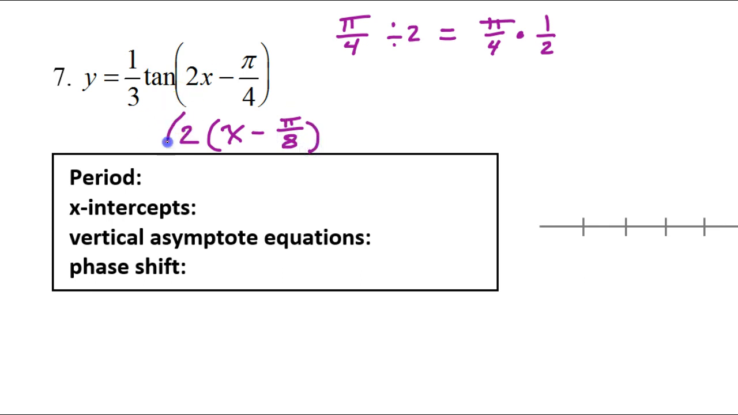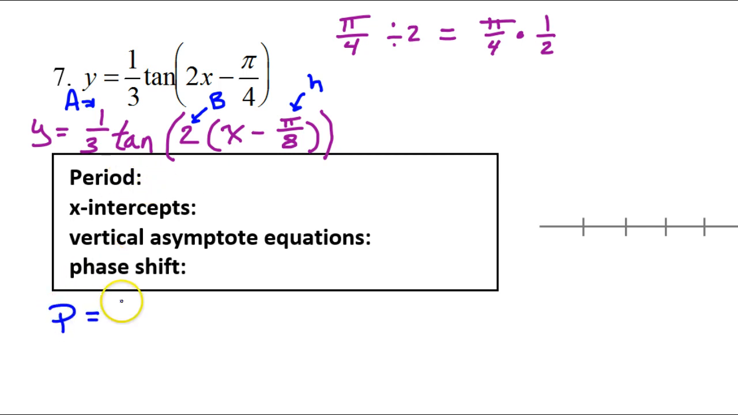Now I'm going to put another set of parentheses around all of this. Anytime you have a b value and a phase shift, you should rewrite it so that there are parentheses inside of parentheses. We have this a value, which will show up when we do the graph later. We've got this b value that's going to affect the period, and this h value, which is the phase shift.